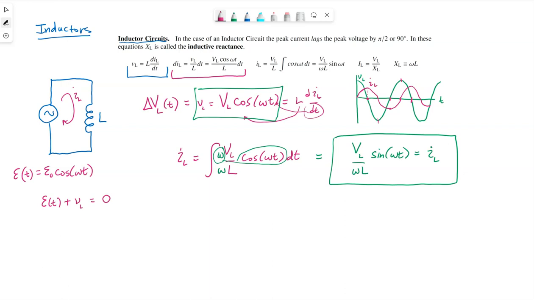Now, we had a similar situation with the capacitor, but with the capacitor, the current was ahead of the voltage by 90 degrees, or pi-half radians. With the inductor, the voltage leads the current by 90 degrees, or pi-half radians, which is explained in the sentence above these equations. Again, that's going to be important in terms of drawing a phasor diagram.